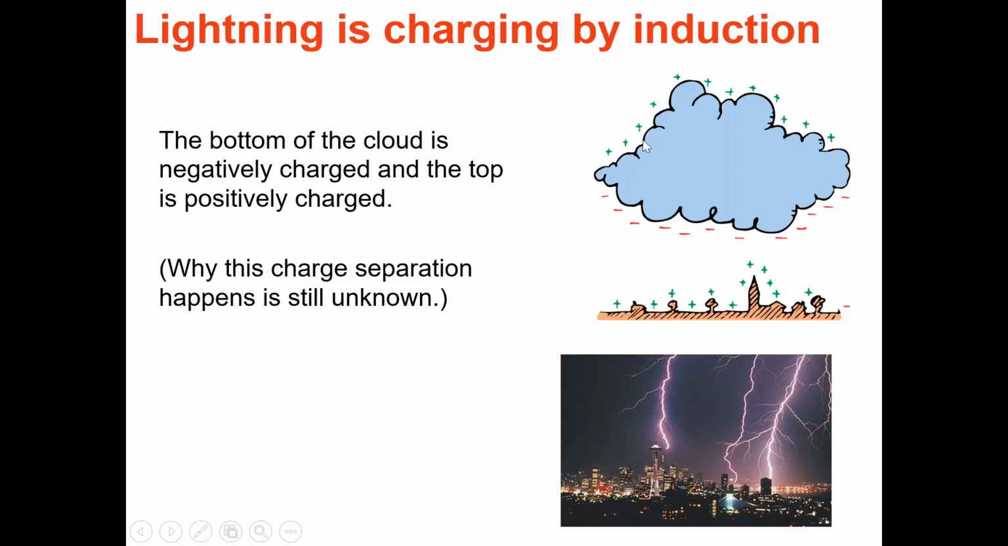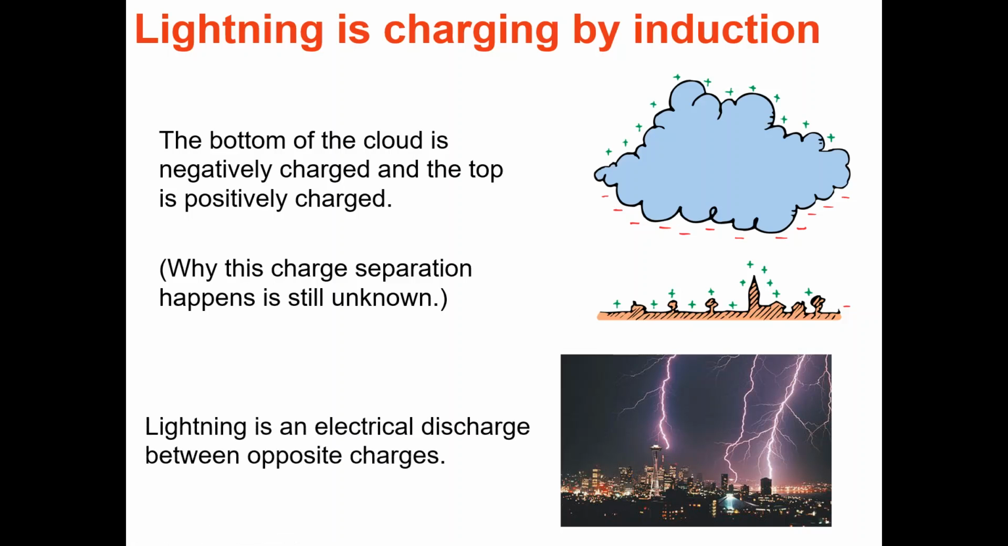Now, why does this cloud move all of its positives to one side and the negatives to the other at the bottom? Scientists, like you see here, it says, why does this charge separation happen? It's still unknown today. They're not quite sure why these clouds act this way as they are rolling across the ground. Okay? So lightning is an electrical discharge between opposite charges.